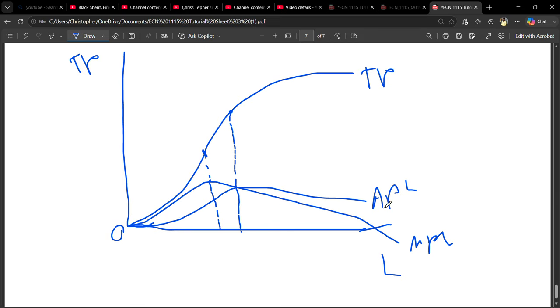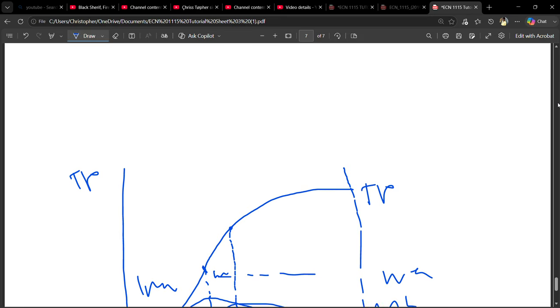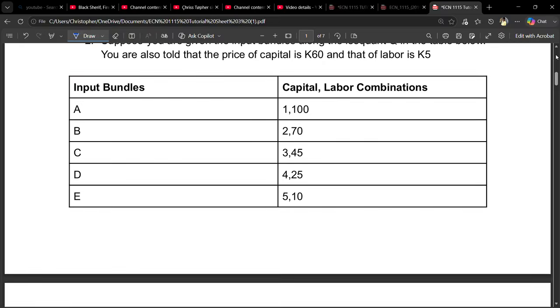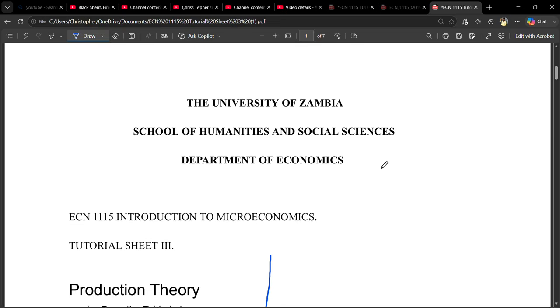Probably it might look a bit dirty. If you don't plot it properly, it might look a bit dirty, but if you plot it properly, it looks like this. That is how you get to illustrate the increasing returns, diminishing returns, and negative returns, the 3 stages of production. So that is how you are going to illustrate that first part of the question.